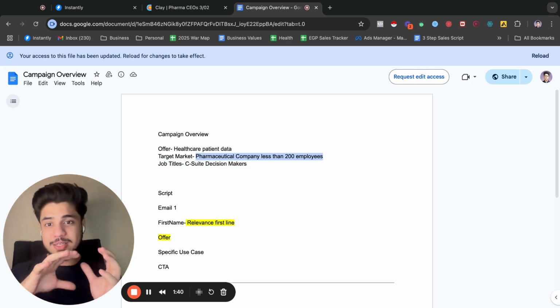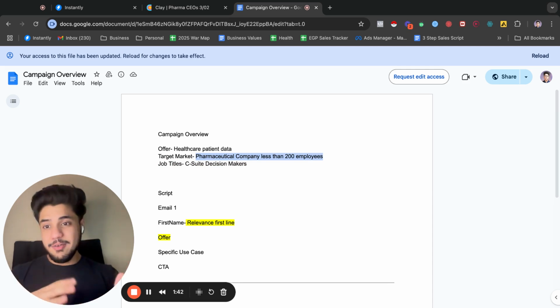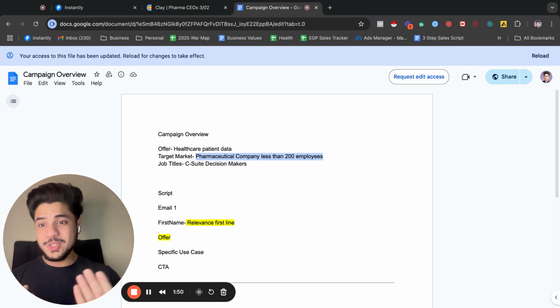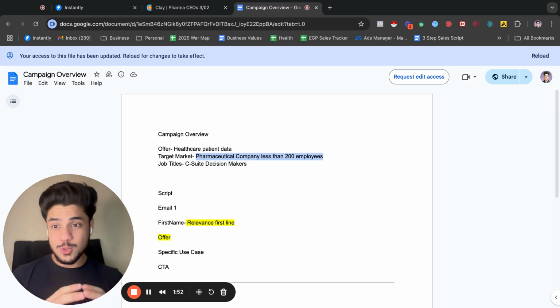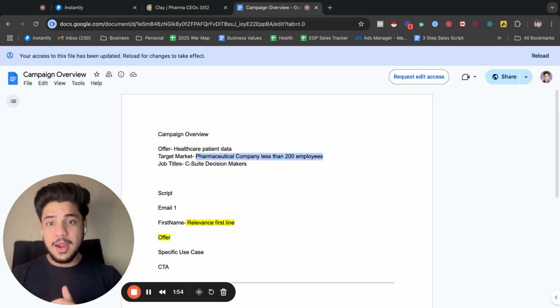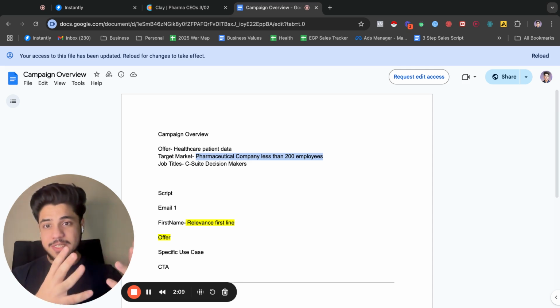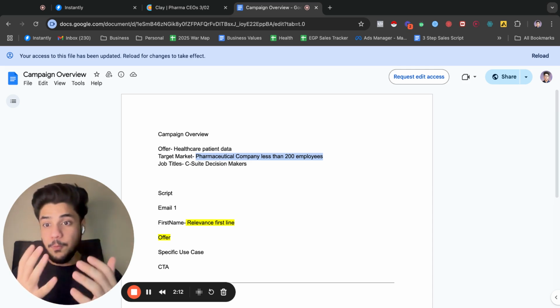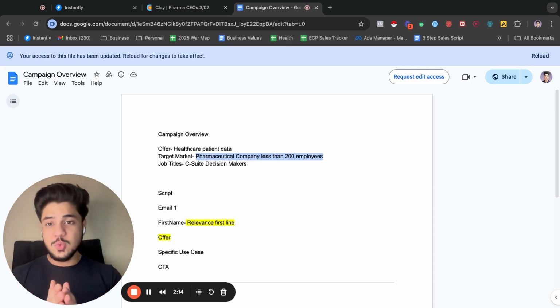The main target market specifically for this campaign were pharmaceutical companies, basically any companies that deal in the pharmaceutical space and have less than 200 employees. The main difference maker was pharmaceutical companies that specifically deal with patients with chronic diseases. This is one of the main criteria that we had. And because we were reaching out to companies with less than 200 employees, we wanted to reach out to C-suite decision makers, specifically CEOs and founders, because they are the ones most involved in the commercial side of the business in the pharmaceutical space, based on what our client suggested to us.